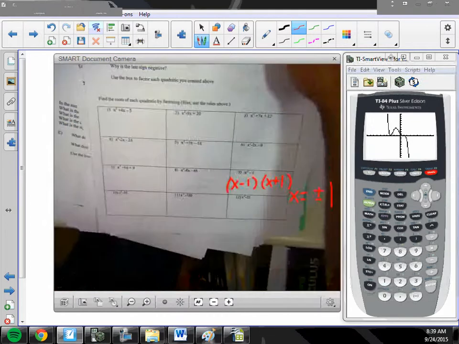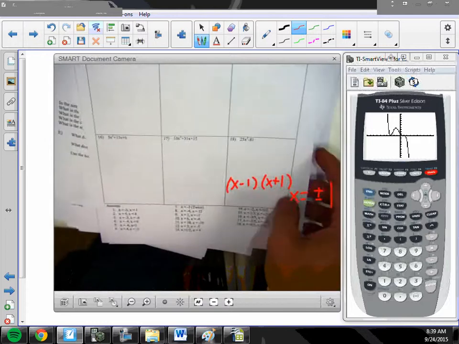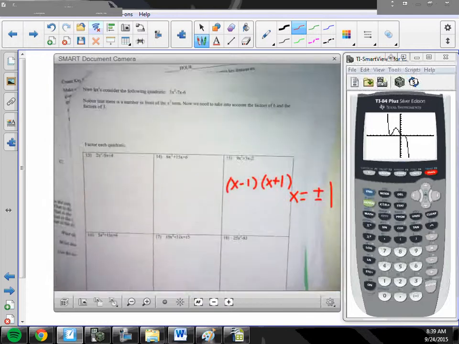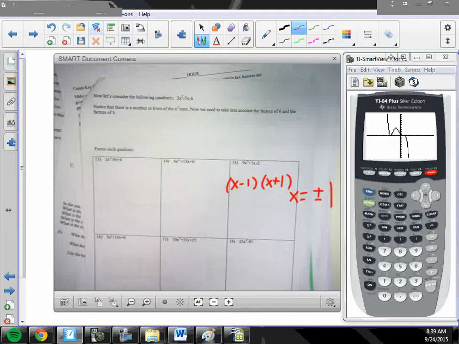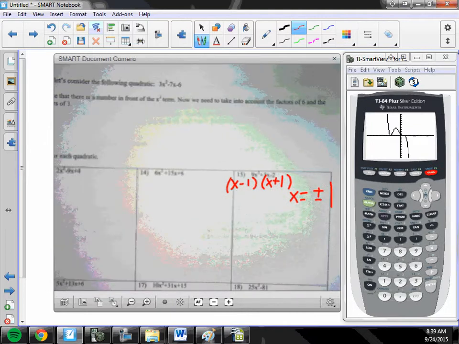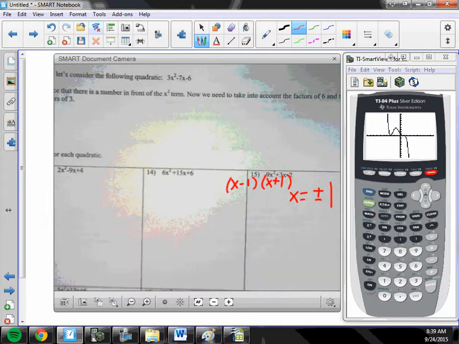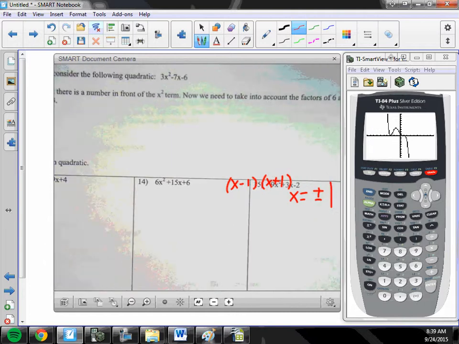Now turn to the last page. What happens if the quadratic is a little more complicated? So what's different about this top equation that we haven't dealt with yet?